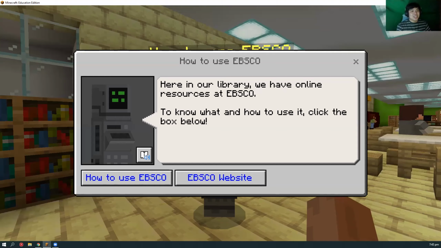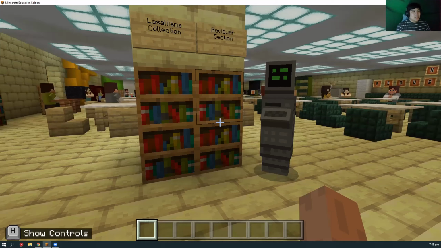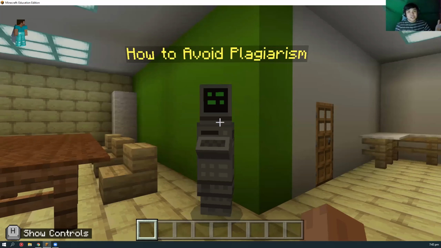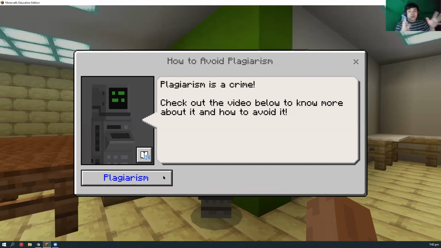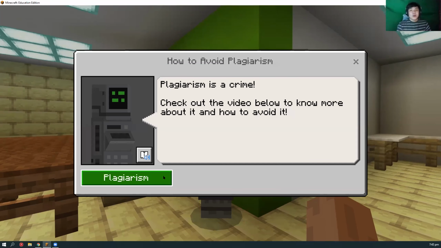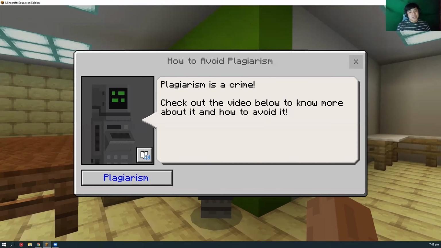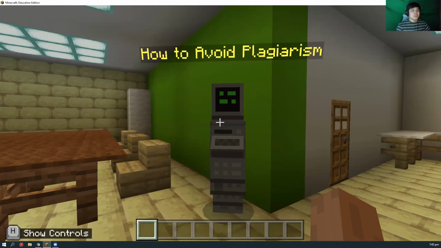Okay, so let's go explore the library. We have the information literacy here, for example, how to avoid plagiarism. If you click on that, we'll go outside of Minecraft, and then it will redirect you to the video that we prepared for the students.